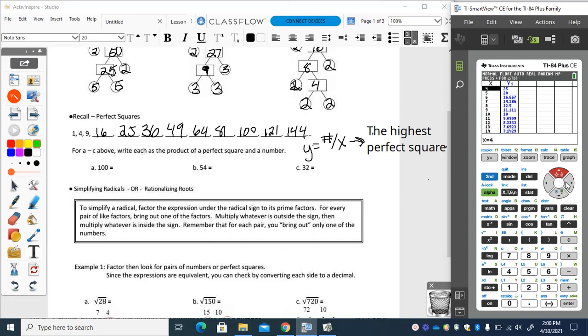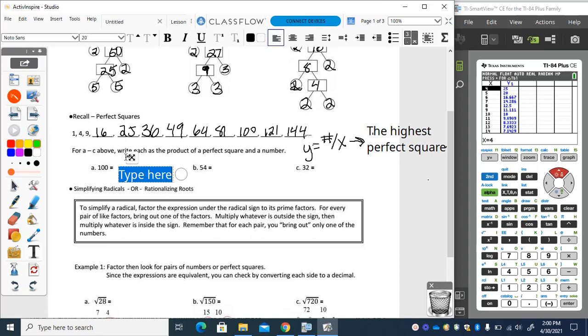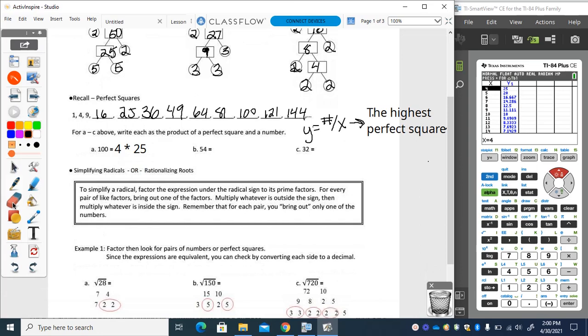So what number went with 4? Well, that was 25. So we have 4 times 25. I would hate to subject you to my continuous handwriting. Right, but now let's check it for 54. It might not be as easy for 54.